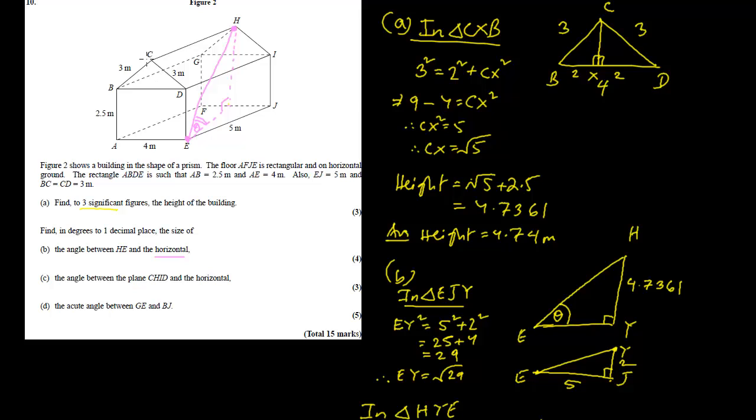So CHID is this plane over here, and the horizontal is this one. Anything horizontal is a rectangle, which is like this. So if we want to find the angle between this plane and that plane, the angle is more or less the same throughout. If you take a look here, let me show you in 3D.